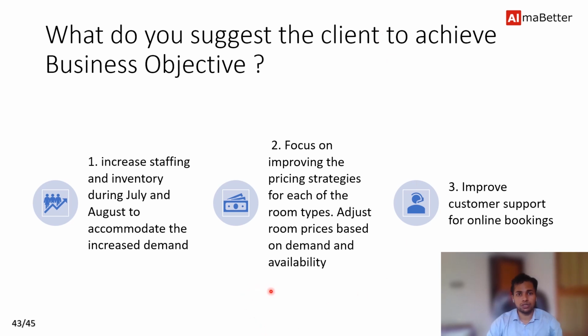Second, the hotel should focus on improving its pricing strategies for each of the room types. By adjusting the room prices based on the demand and availability, the hotel can generate more revenue and better manage its occupancy levels. And third, the hotel can improve its customer support for online bookings. By providing timely support and assistance, the hotel can encourage more customers to make bookings online, which can result in improved revenue and reduced cancellation rates.